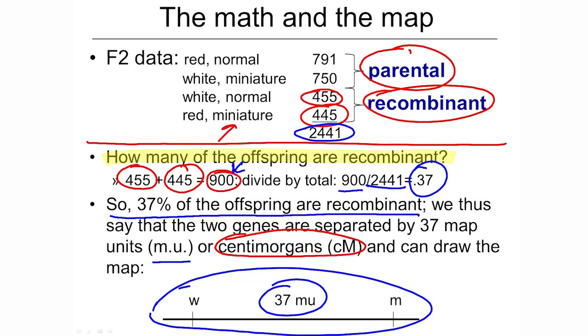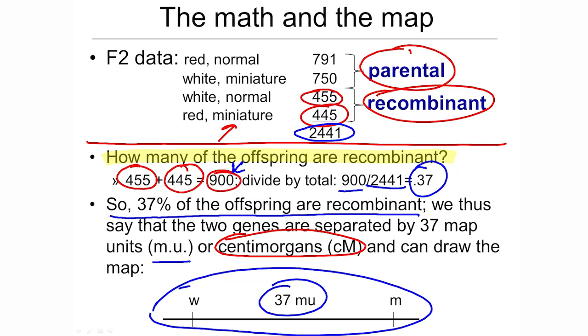All right. Bottom line, guys, the percent of recombinants divided by the total gives you the percent recombination, and that correlates with a map unit or centimorgan distance. Okay? It's not really that bad. If these genes were unlinked, you would see about the same number. Remember last time we said you expect a 1-to-1 to 1-to-1 ratio?